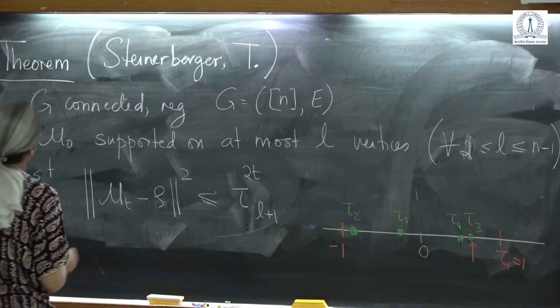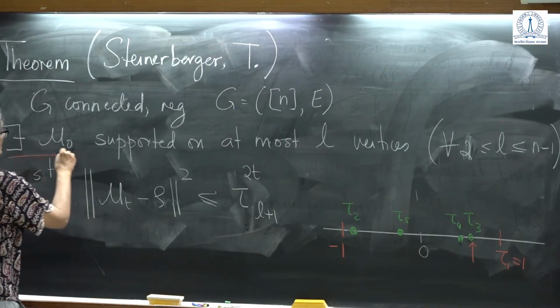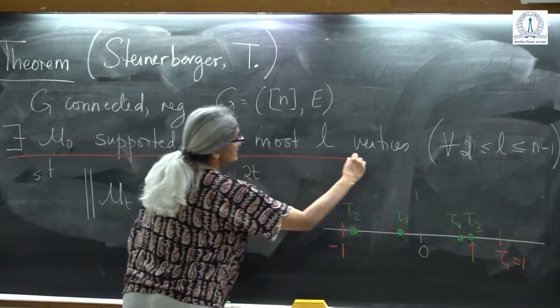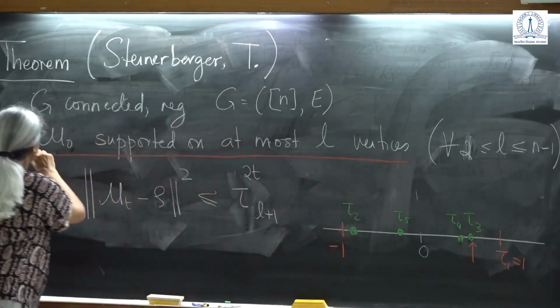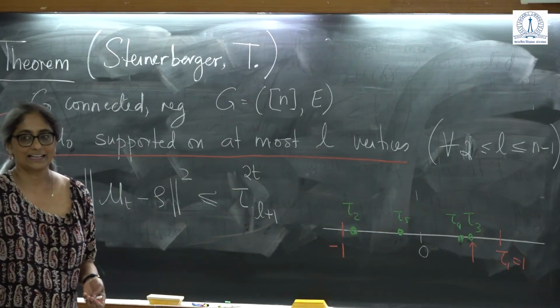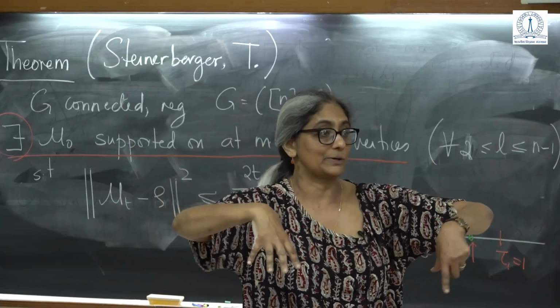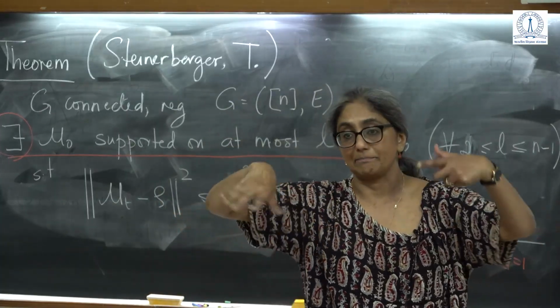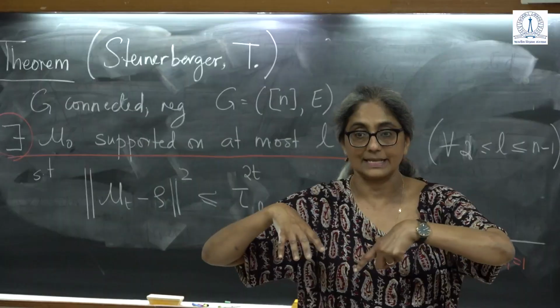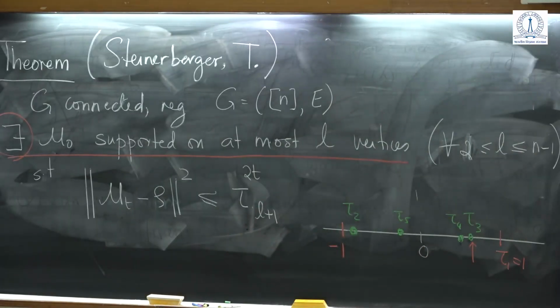Now, the key to the whole thing is there exists a mu 0 supported on at most L vertices. So this is key. It's not that you can start in any L vertices. There exists a special way to choose L vertices to support your initial measure. In fact, there are many choices for these L vertices so that you will get this theorem to work. Does this make sense? And these are exactly these graphical designs that we will define in the afternoon.